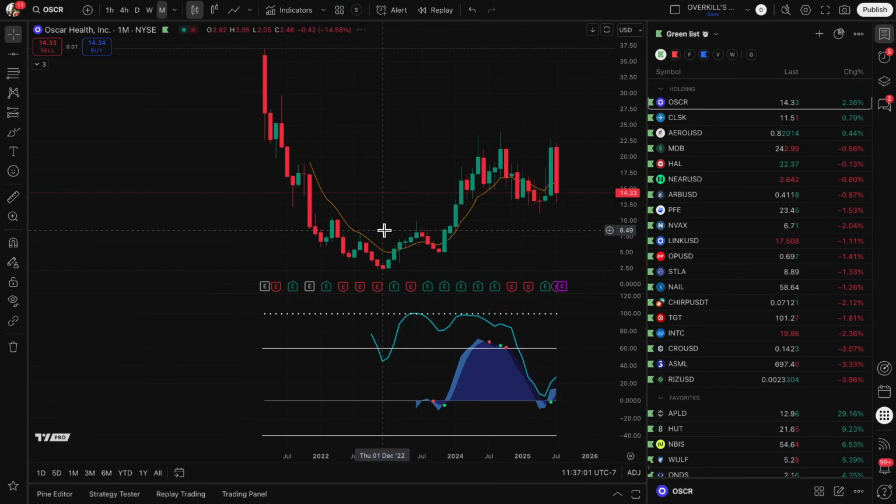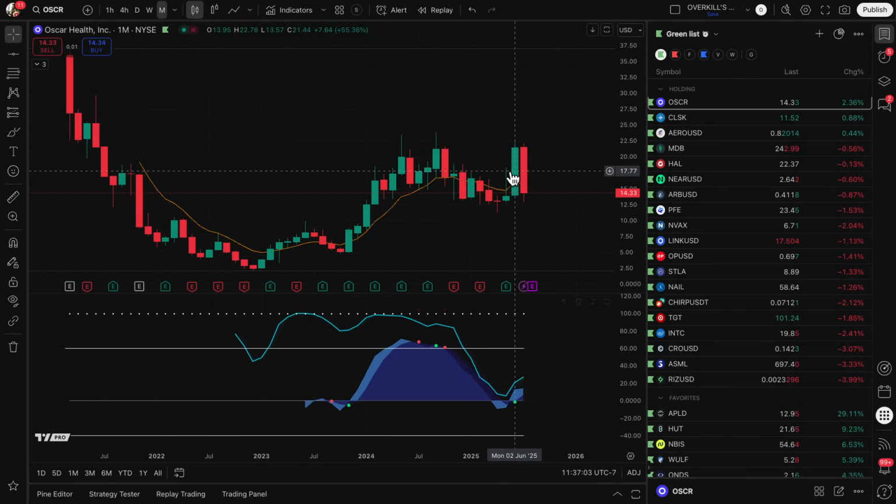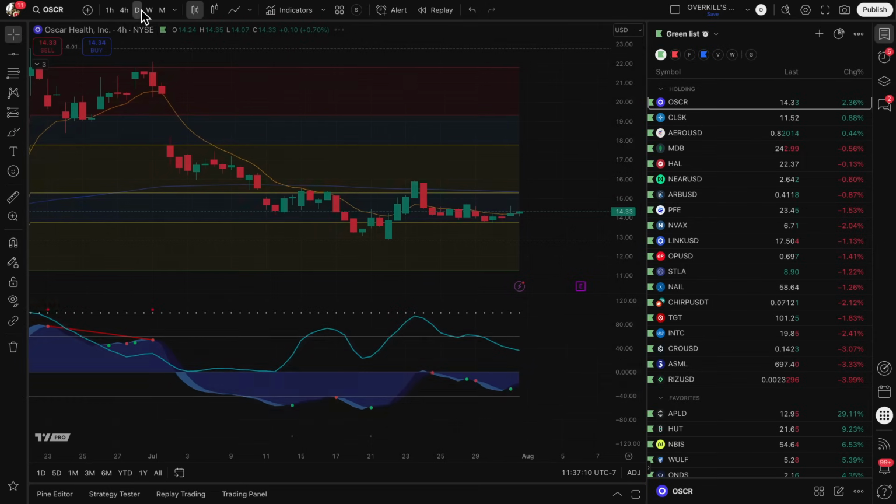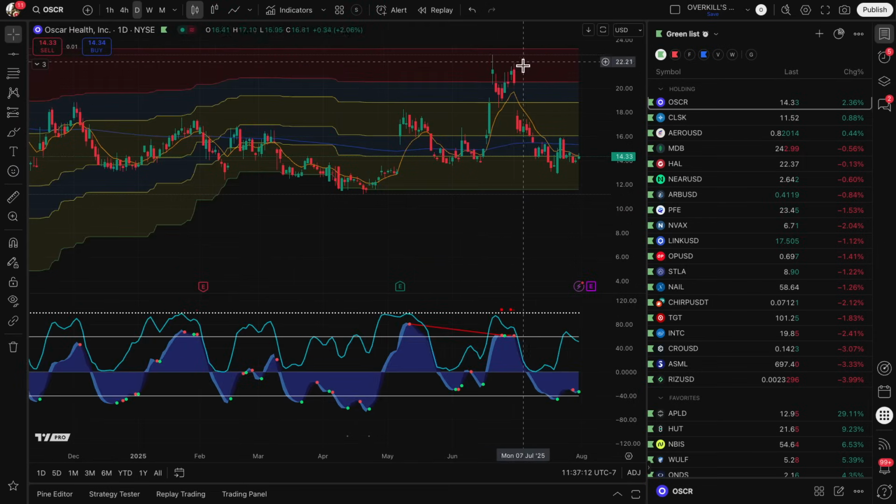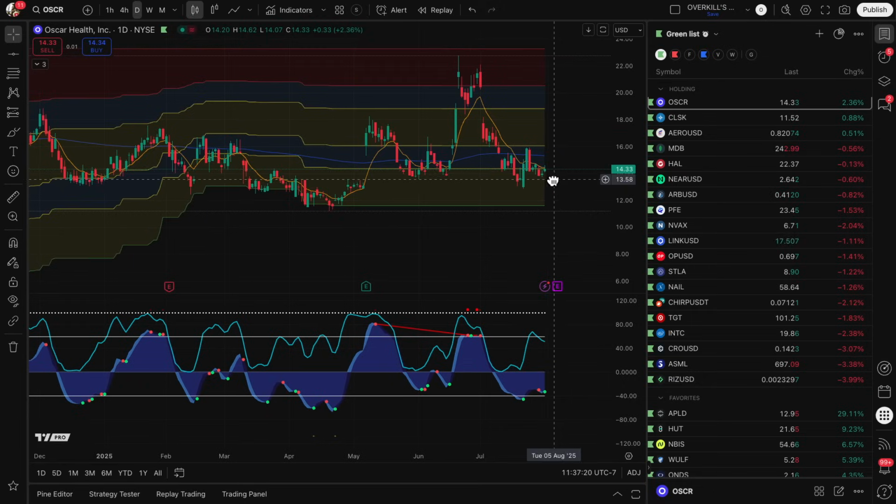Oscar's another one. I believe I added this month. It had the green dot last month. Everyone was talking about it, and then they just completely flushed it on retail there. I like that big pullback that it's had. It was up here in the red zone. Again, you should have been taking profits up in this zone, up here at 22. It sold all the way off down here to around 14.